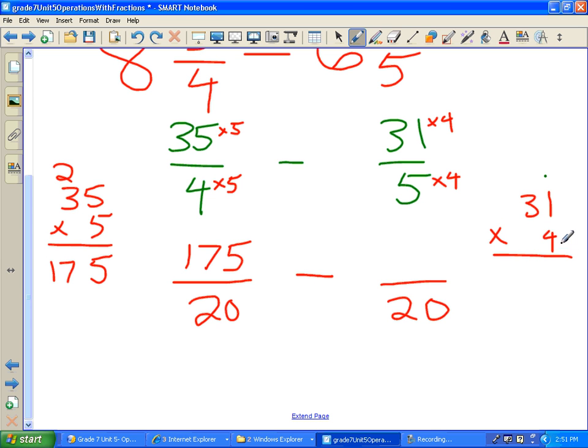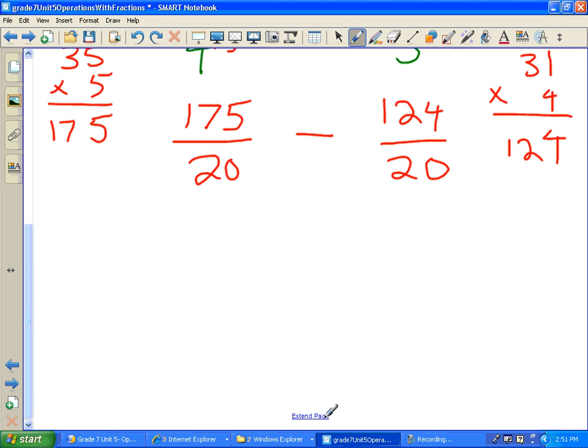Or if you're allowed to use a calculator, 4 times 1 is 4. 3 times 4 is 12. So it's 124 over here. The only thing left to do is subtract, because the bottoms are the same. So my answer is going to be out of 20. So 175 take away 124. Well, 51 will be your answer. And you can just work that out on the side of your page.